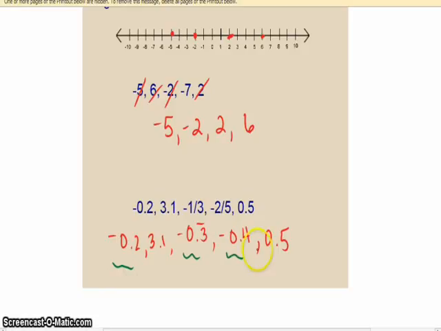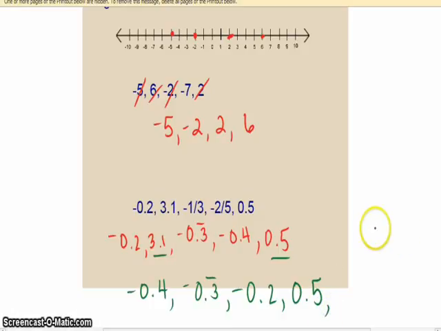And negative 0.4 is going to be my smallest. Then I have negative 0.3 repeating. Then negative 0.2. Next I have my positive numbers. 0.5 or 5/10, and 3.9 or 3 1/10. 0.5 or 5/10 is the next smallest, and then I have 3 1/10.